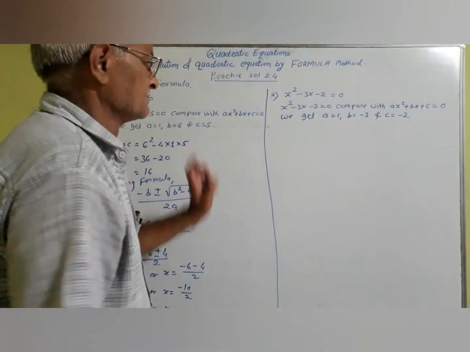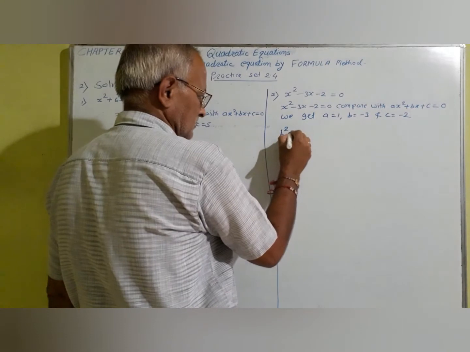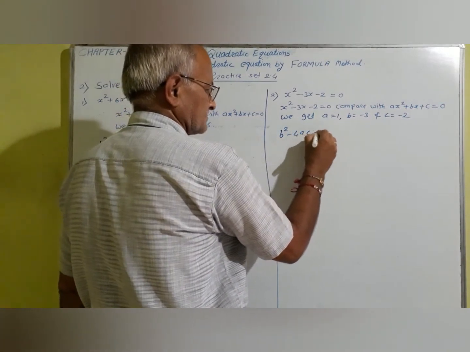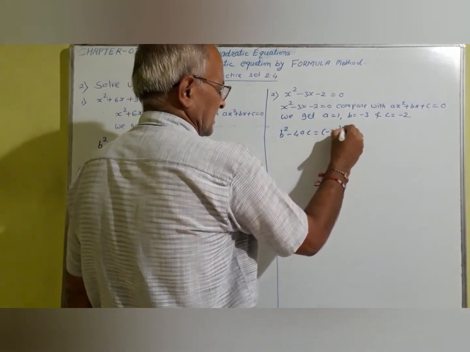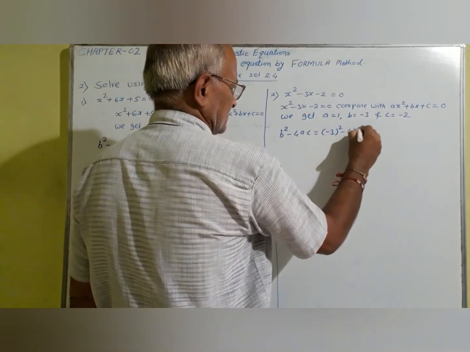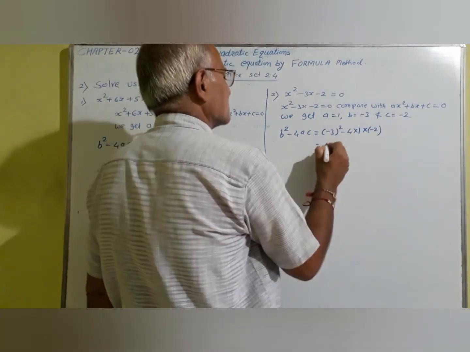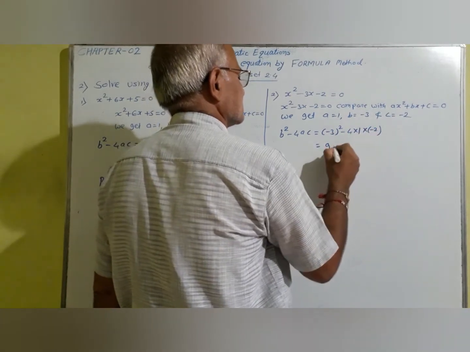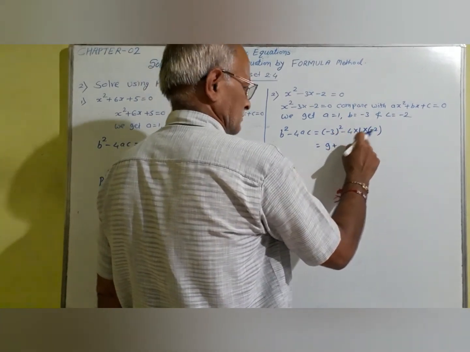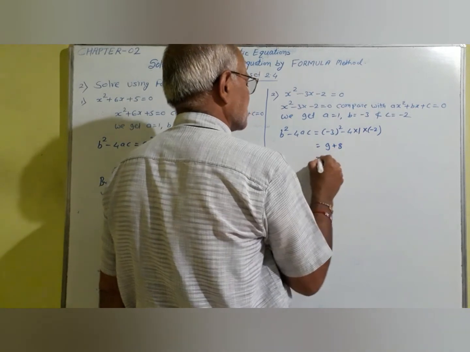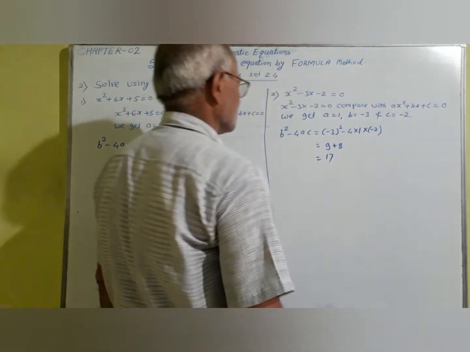This is the first part. Now in the second part, find the value of b square minus 4ac, which is equal to minus 3 square minus 4 multiplied by a multiplied by c. Minus 3 square is 9, minus minus plus 4 1s are 4, 4 2s are 8, 9 plus 8 is equal to 17.